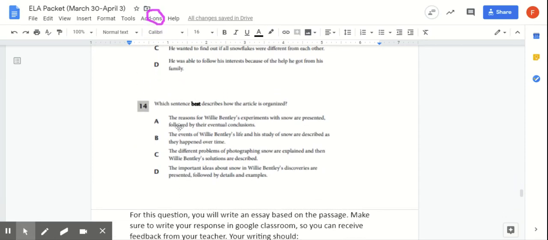Number 14, which sentence best describes how the article is organized? A, the reasons for Willie Bentley's experiments with snow are presented, followed by their eventual conclusions. B, the events of Willie Bentley's life and his study of snow are described as they happened over time. C, the different problems of photographing snow are explained and then Willie Bentley's solutions are described. D, the important ideas about snow and Willie Bentley's discoveries are presented, followed by details and examples.